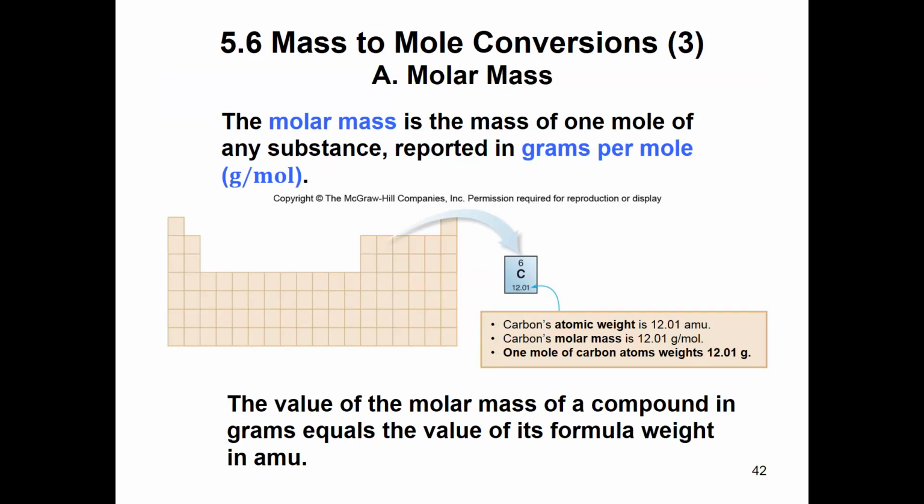So the molar mass is the mass of 1 mole of a substance. And the difference between the formula weight in AMUs and the molar mass is the fact that we know there's a mole of those required. The number is going to be the same, but we report it in grams per mole. So molar mass is the mass of 1 mole of any substance reported in grams per mole, g per mol.